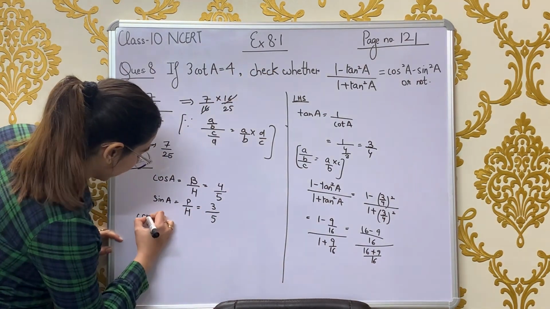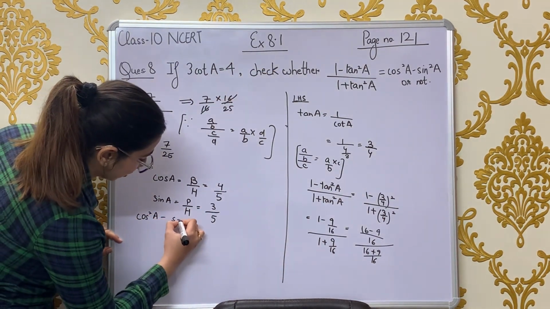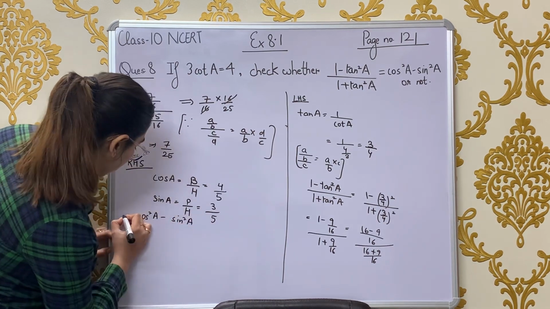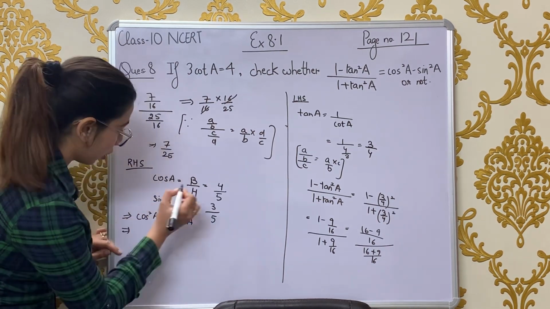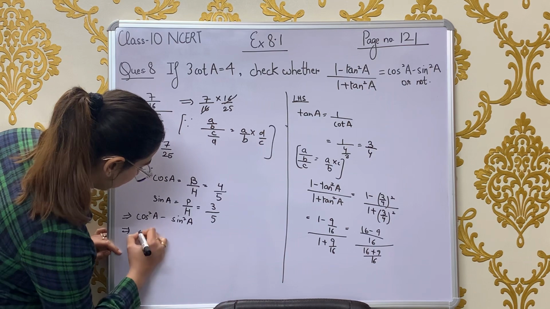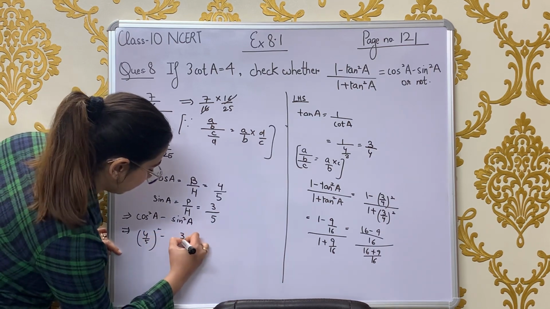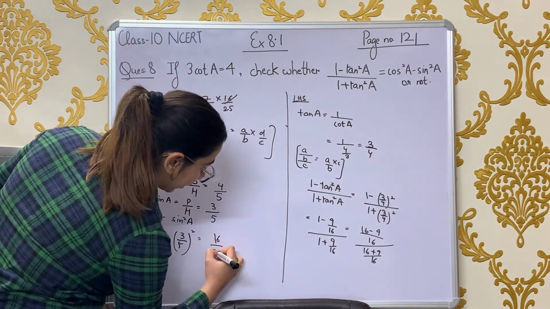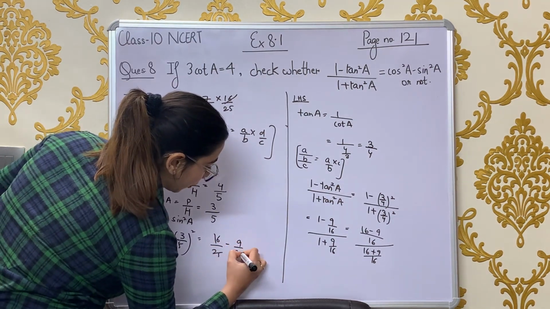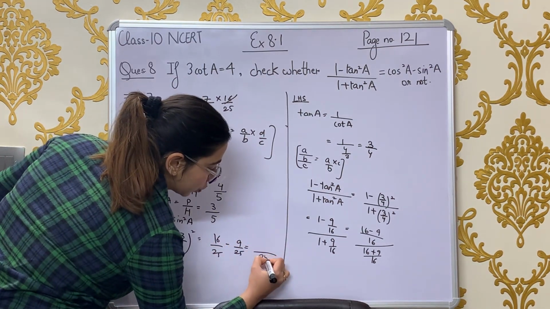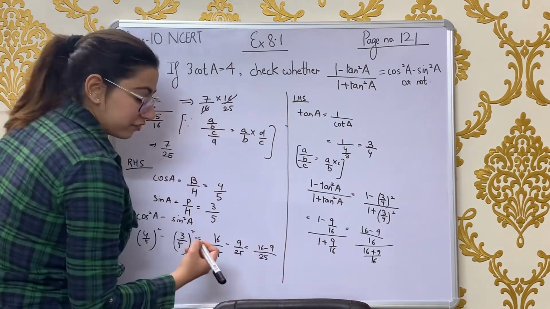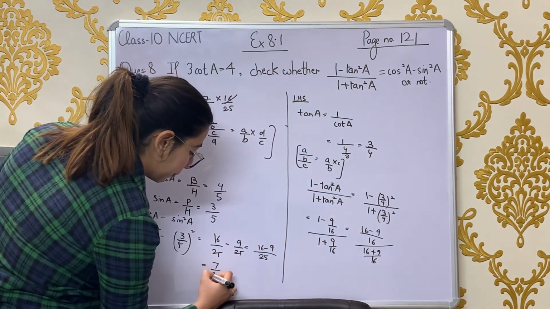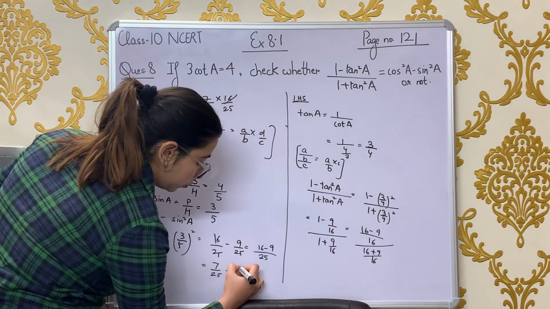We need to find cos square A minus sin square A. Right? So cos A is 4 by 5 whole square minus 3 by 5 whole square. From here we get 16 by 25 minus 9 by 25. Taking the LCM, we get (16 minus 9) upon 25, which gives us 7 by 25, which is equal to RHS.